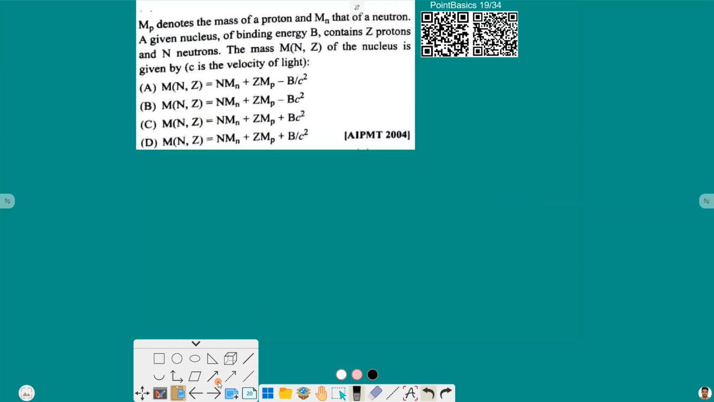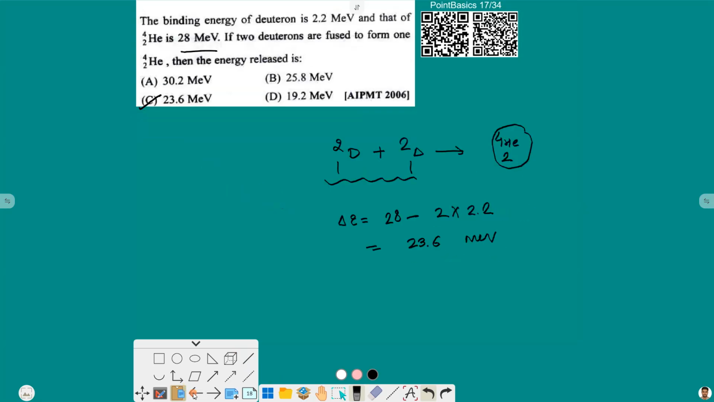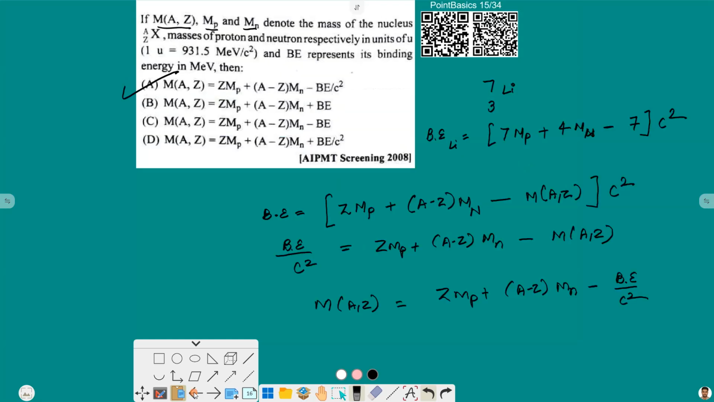Let's move to the next one. Mp denotes the mass of proton, Mn denotes the mass of neutron. A given nucleus, with binding energy BE, contains Z protons and neutrons, and the mass M(A,Z) of the nucleus is given by, where C is the velocity of light. Now we know that binding energy, and I think we have solved this question already. Let me find out. Here it is. That mass M(A,Z) is ZMp plus (A minus Z)Mn minus BE by C square.